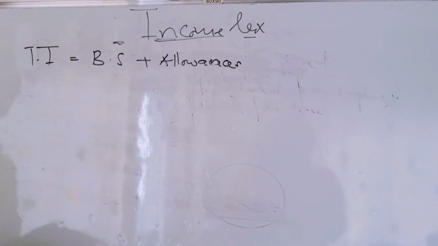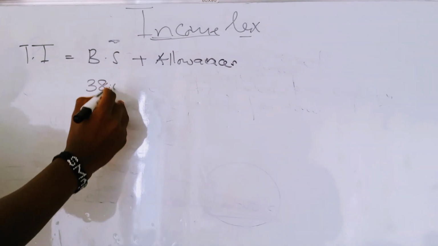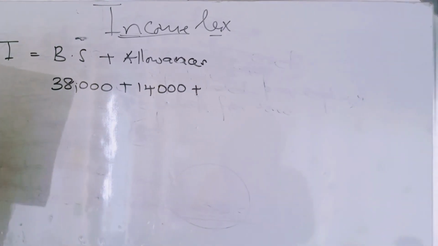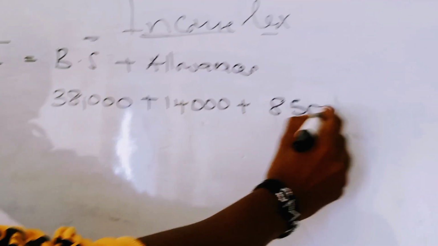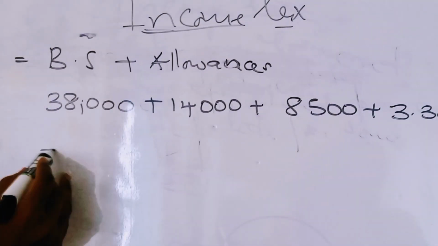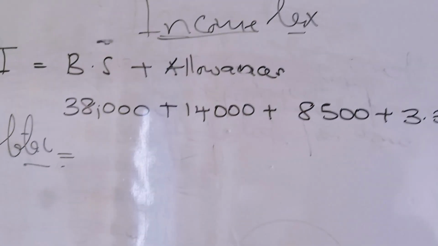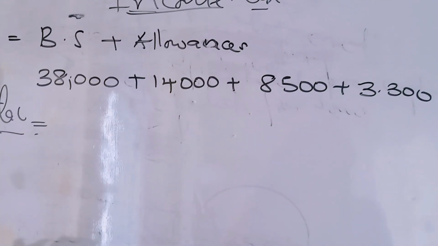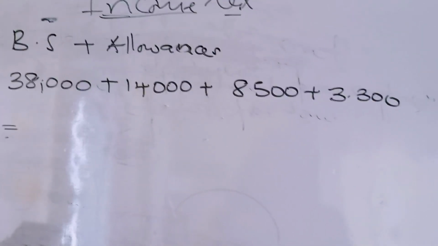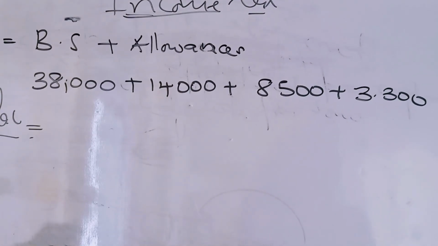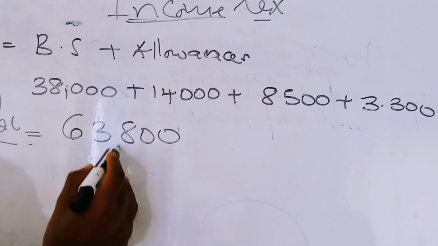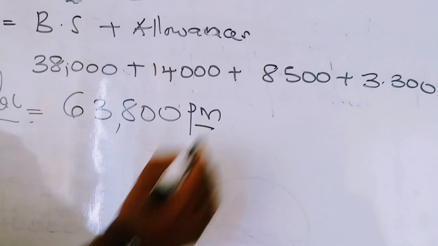In this case, you are told James earns 38,000 per month as a basic salary. On top of that, he's given a 14,000 house allowance, also a traveling allowance of 8,500, and also a medical allowance of 3,300. So we're going to get the total, let me get my calculator. That is 38,000 plus 14,000 plus 8,500 plus 3,300. My total adds up to 63,800. This is the taxable income. 63,800 is the taxable income per month.